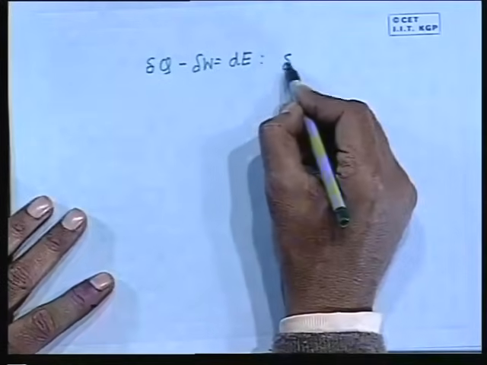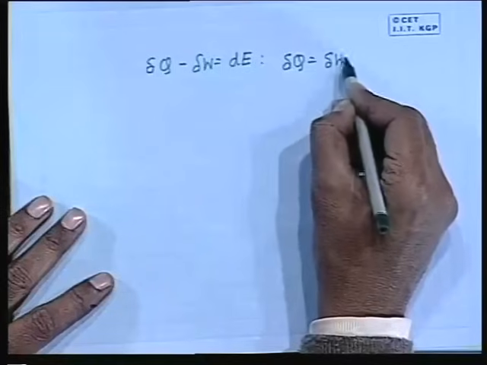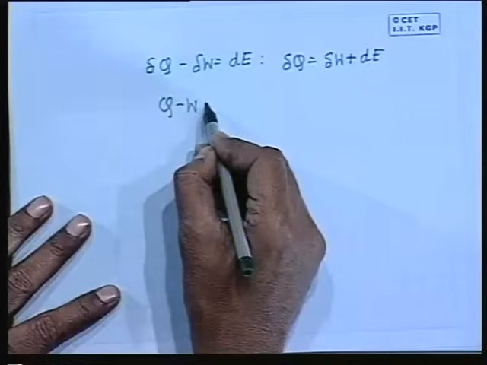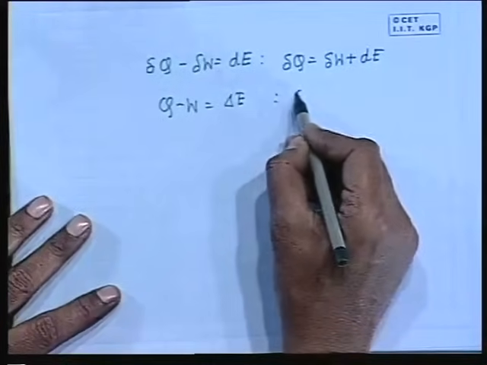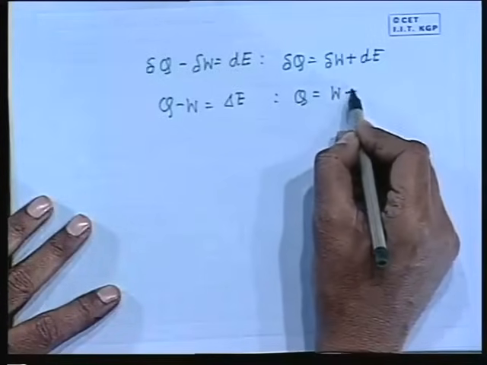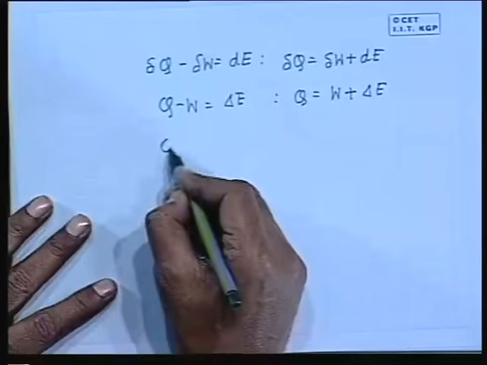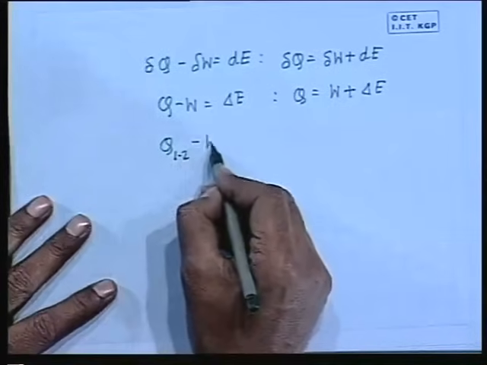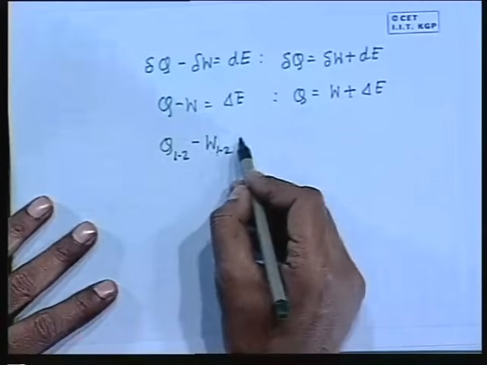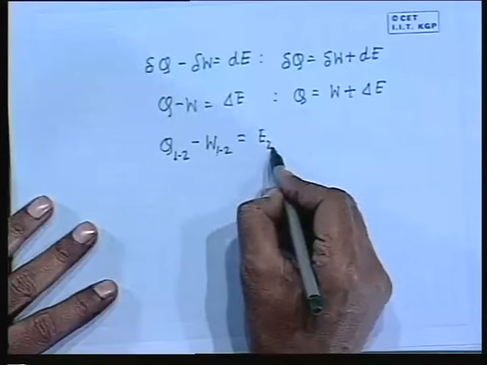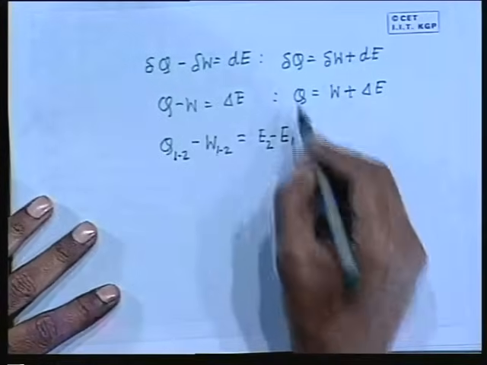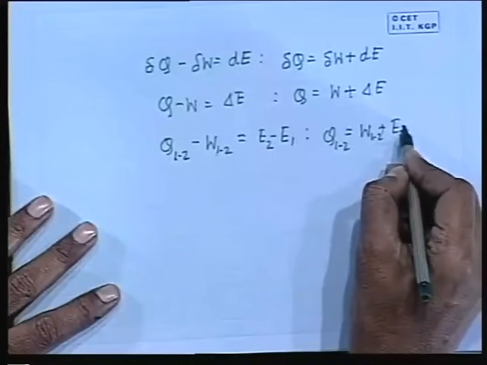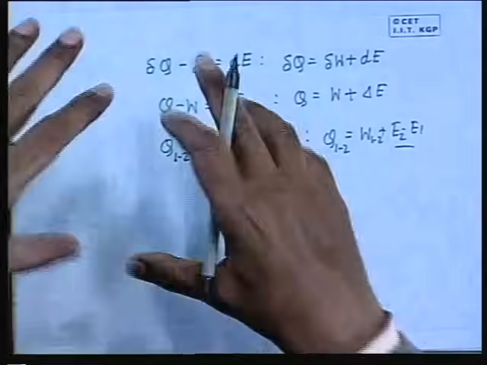Well, so this can be written this way sometimes: delta q is delta w plus dE. Now, for a finite process, q minus w is equal to delta E, and this will be q is equal to w plus delta E. Now, if we denote the state points, then it will be much better. That means for a process connecting 1 to 2, that means from state 1 to state 2, work obtained for the process from state 1 to state 2, then delta E from state 1 to state 2 will be simply E2 minus E1. That means this version will be q12 is equal to w12 plus E2 minus E1.